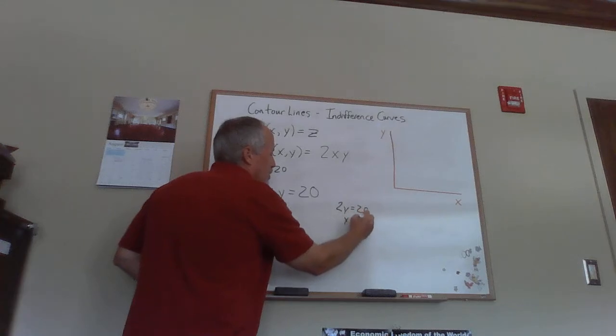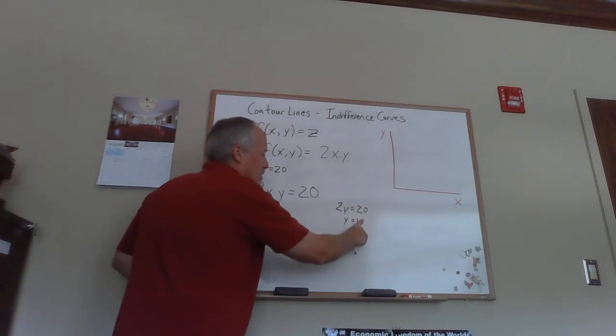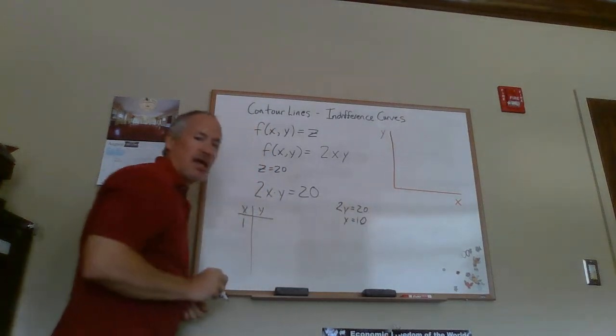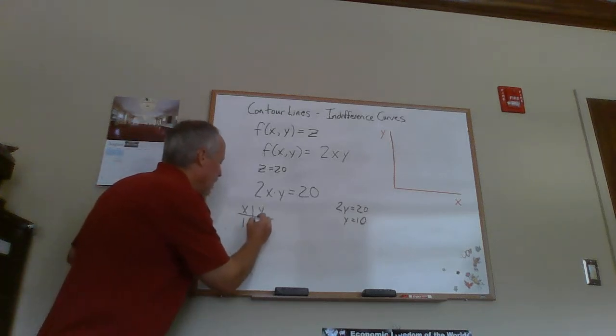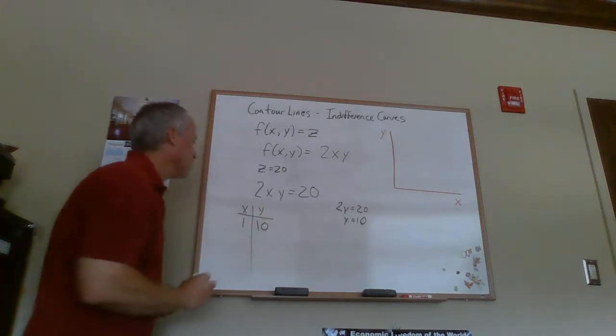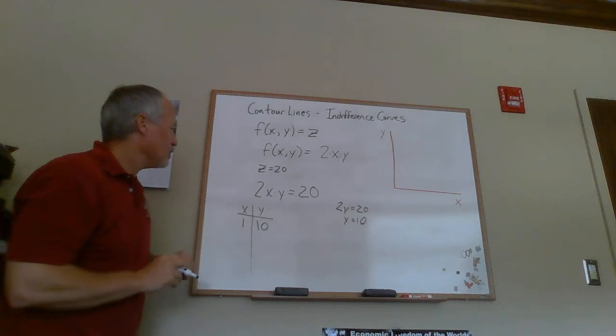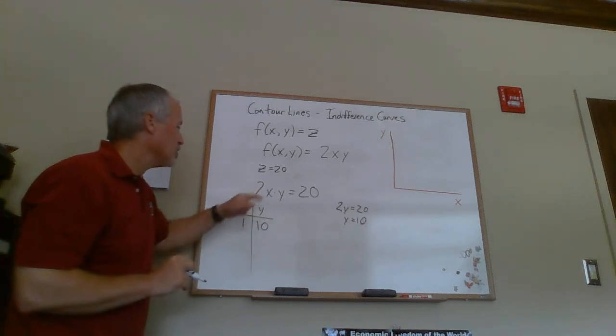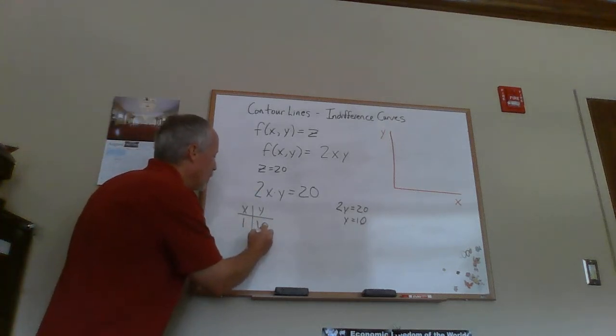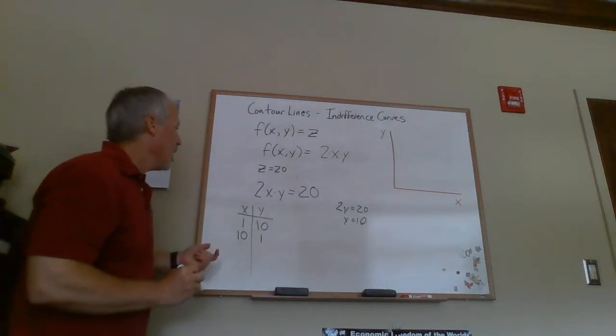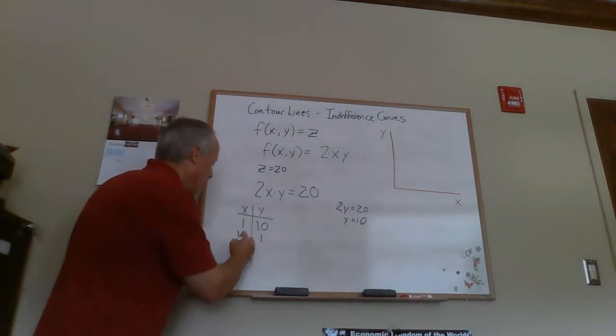And when you divide by 2, you get that y would have to be 10. So if x was 1, y would have to be 10. Now, if you're familiar with the symmetry of a function like this, then we can say, oh, if y was 1, then x would have to be 10. Let's pick x equal to 2.